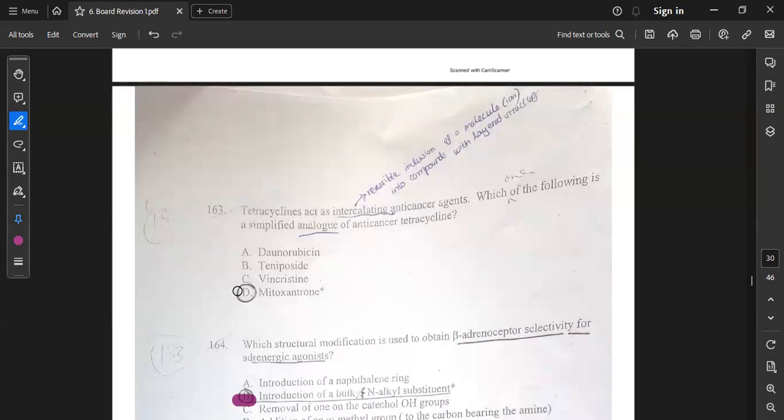Okay, good. So we've decided the answer. That's just the formula, the Calvert formula. So yeah, mitoxantrone.